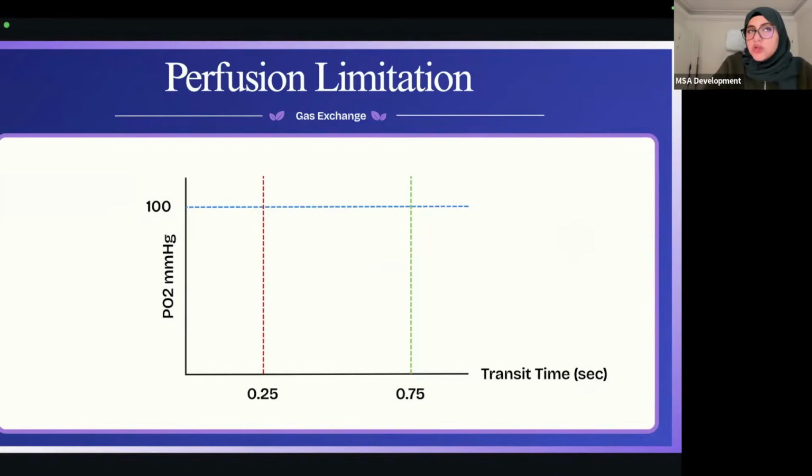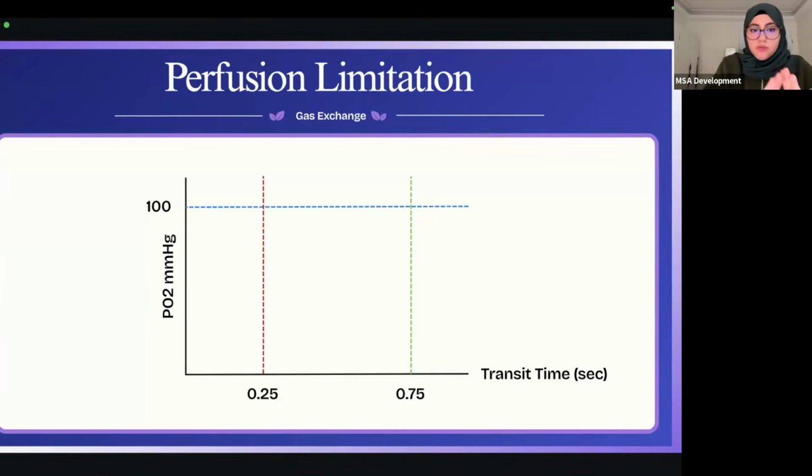Okay, so to understand perfusion limitation, you have to understand that there are two kinds of limitations. There's the limitation based on the actual membrane of the alveolus, and there's a limitation based on how quickly the blood passes by, right? So perfusion limitation refers to how quickly blood passes by or how much of it stays there so it can be exchanged with gases, okay?